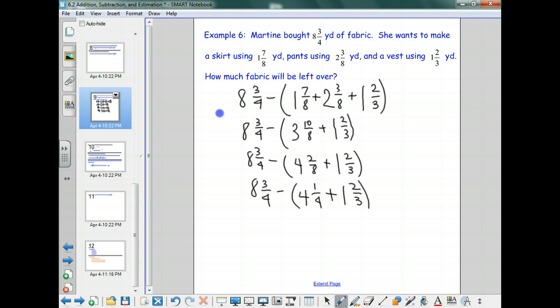Okay, all right. The mixed number approach means that I'm going to change each of these mixed numbers into an improper fraction. So 8 times 4 plus 3 is 35 over 4. 4 is 17 fourths. 1 2/3 is 5/3.